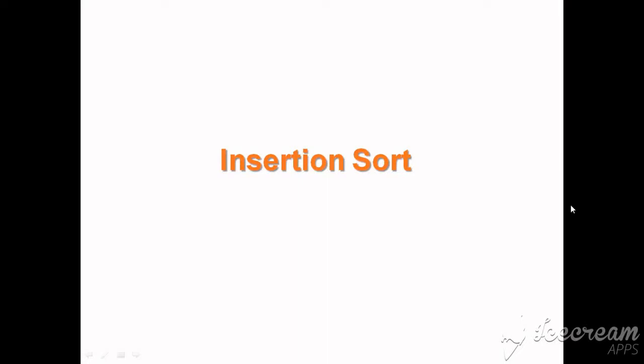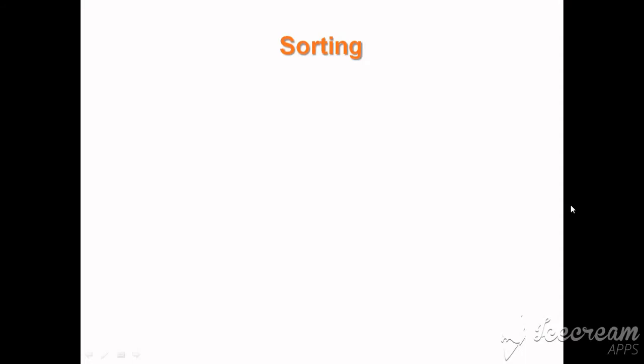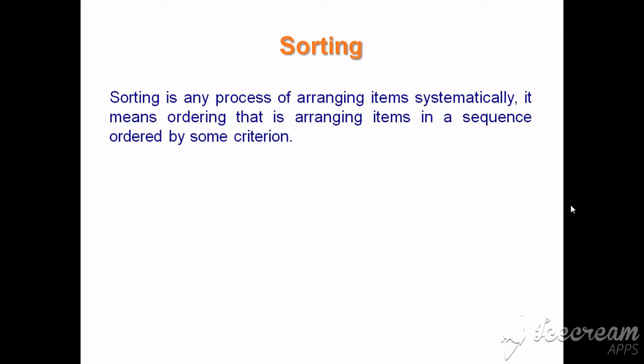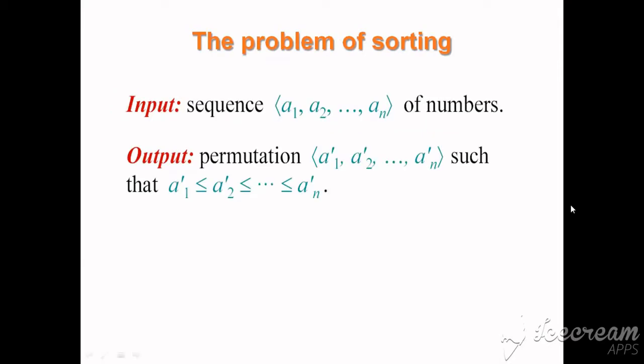Today we will see how insertion sort works. To understand it, first we see what sorting is. Sorting is any process of arranging items systematically. It means ordering, that is, arranging items in a sequence ordered by some criterion. Here we have a random list of elements and we have to convert it into some order, either ascending or descending.